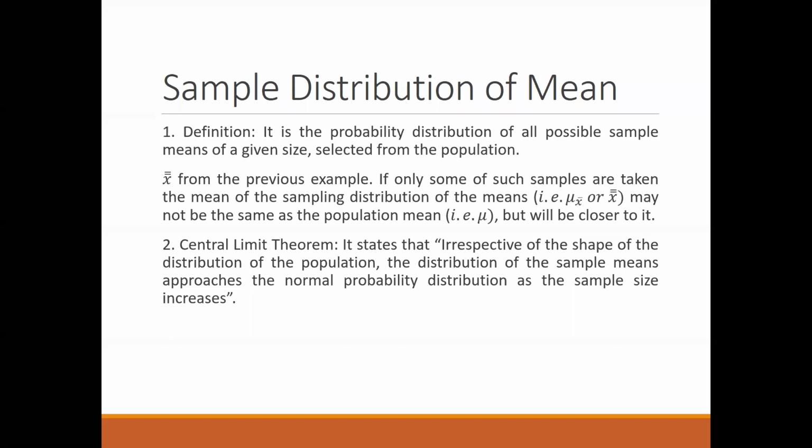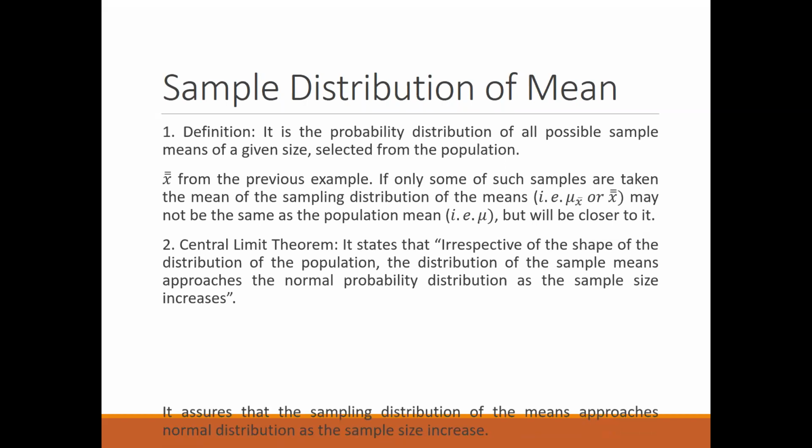Once more, irrespective of the shape of the distribution of the population, the distribution of the sample means approaches the normal probability distribution as the sample size increases. Clear? And the size, as I said, should be greater than or equal to 30.